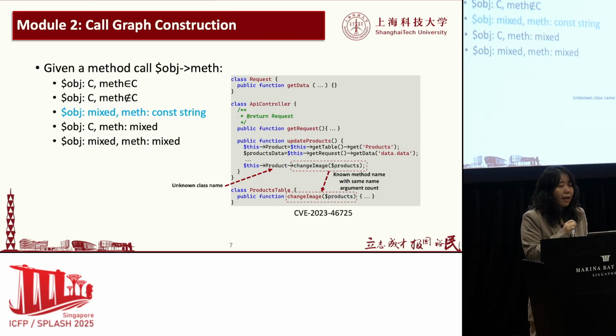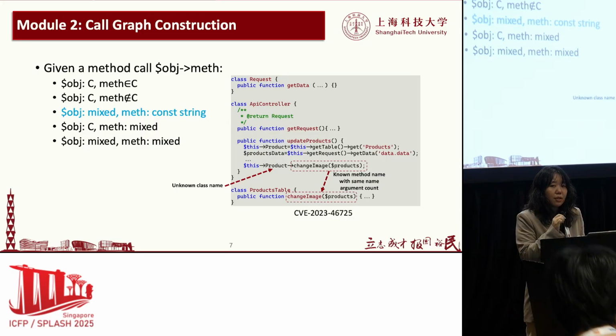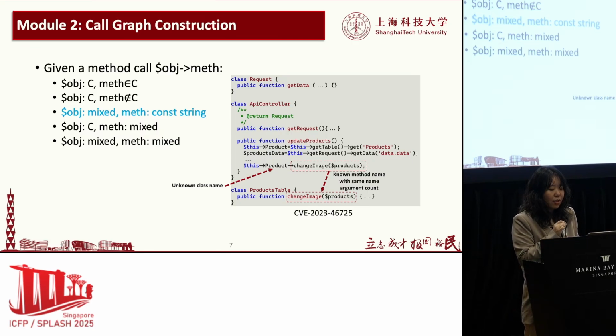When a call target has a known method name but a variable class name, Artemis searches through all built-in and application classes to find the method with the same method name and the same parameter count. If no matching method is found but the class defines the magic method, Artemis treats the magic method as a possible call site, regardless of its parameters.